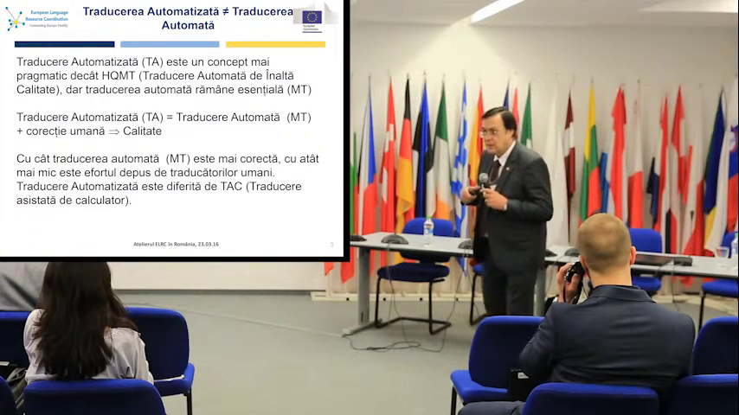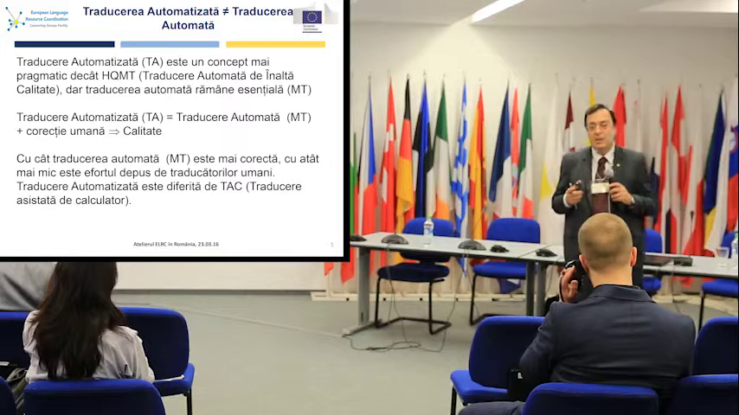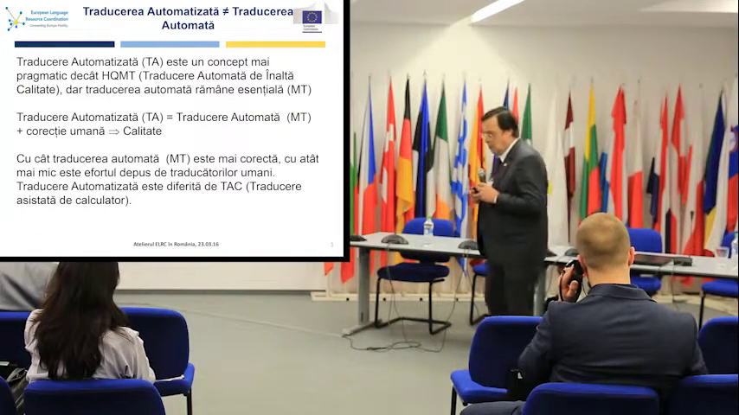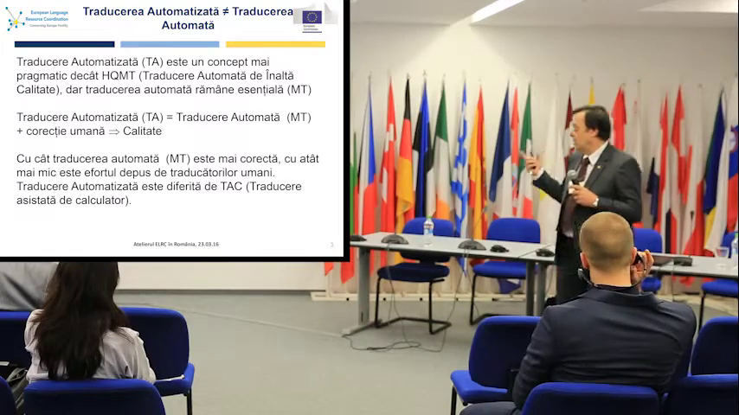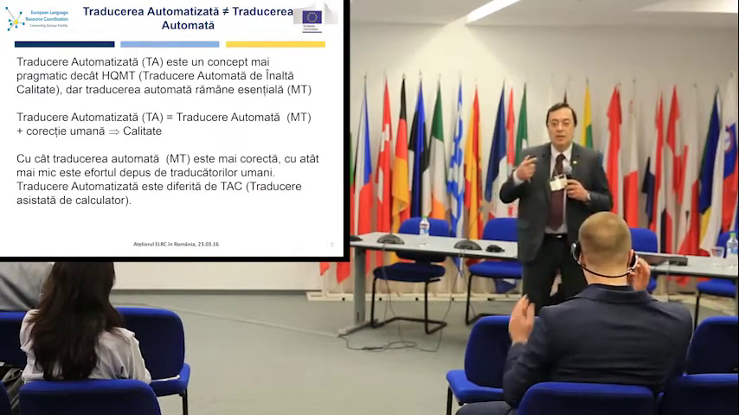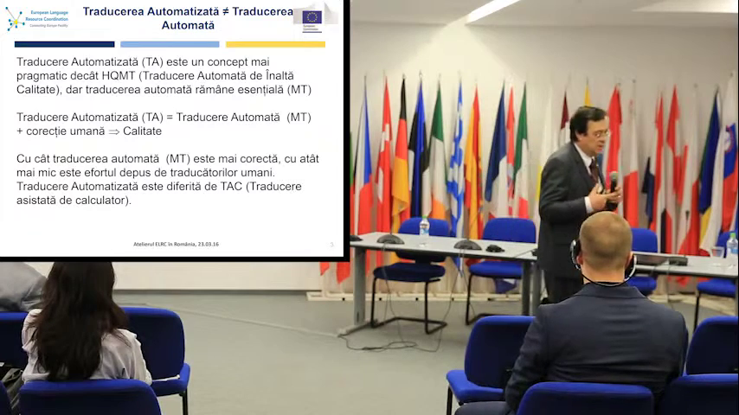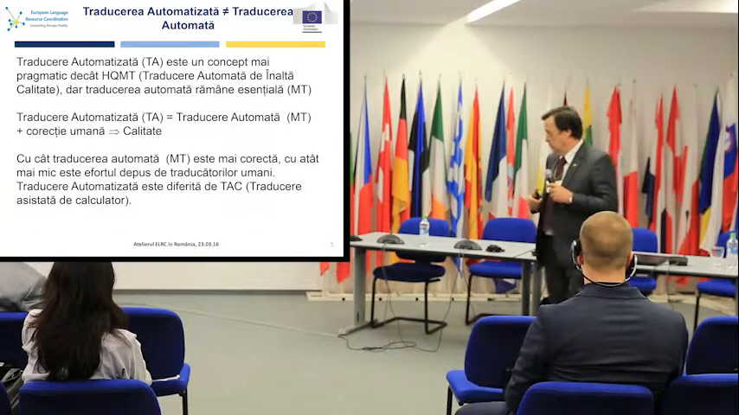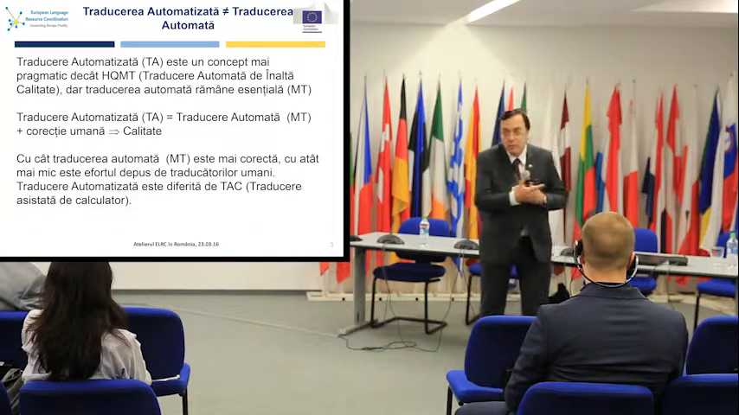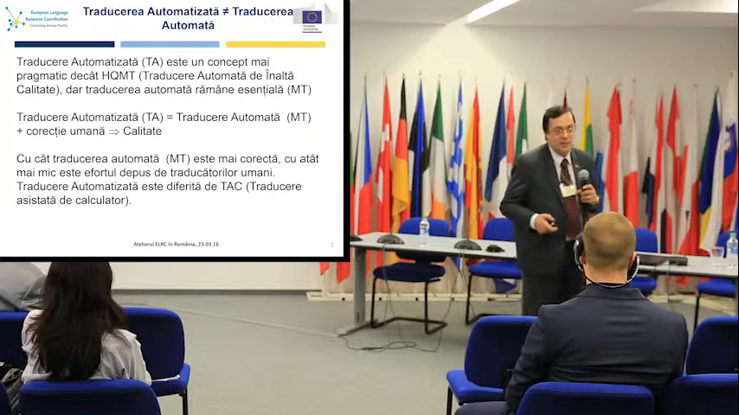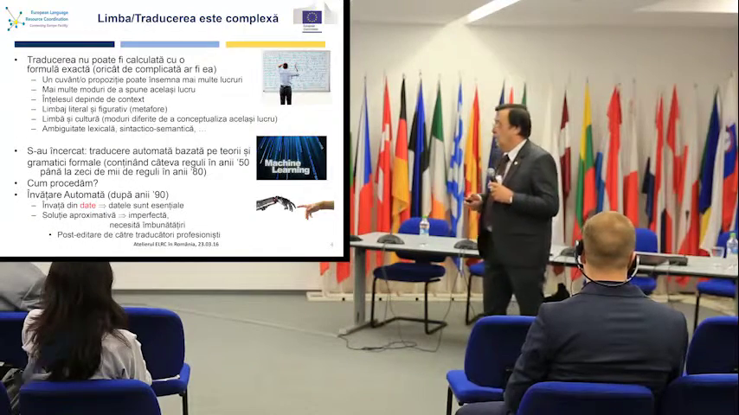But automatic translation is different from CAT translation. I'm aware most of you are familiar with CAT tools. In CAT tools, the process is interactive. Human translators receive some suggestions as input. They can be rejected or changed according to the translator's views. In automated translation, first there is MT, machine translation, and then human interference.